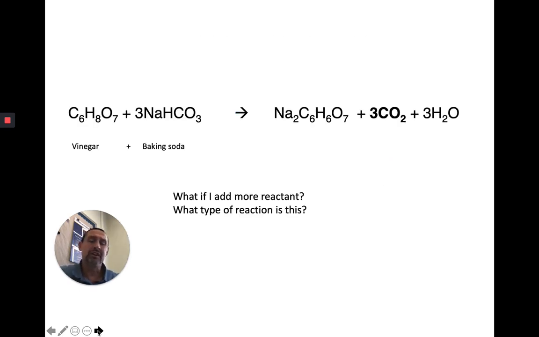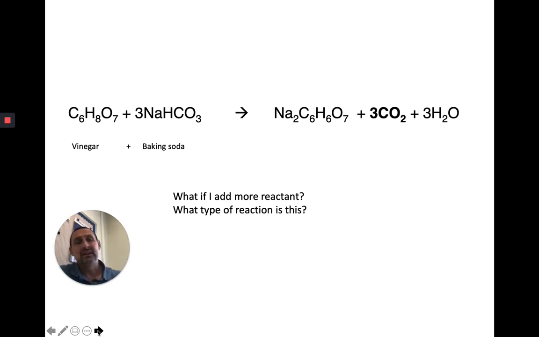So what I have is some vinegar plus baking soda. So in this reaction of adding vinegar and baking soda, I'm going to get some products. One of those products is carbon dioxide, which will be given off, as well as some water. If I add more reactant, then I would expect more product. But what if I add a lot more vinegar, I just don't add a lot more baking soda? Well, at some point, the baking soda is going to be used up, and the extra vinegar is not going to have anything to react with.